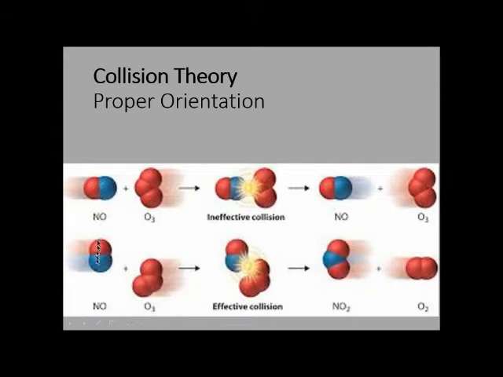However, if the nitrogen monoxide collides with the ozone in a different orientation than this example here, then the oxygen from an ozone can attach with the nitrogen monoxide to make nitrogen dioxide. Instead of ozone, this becomes O2. So this is a nice illustration of what I mean about the orientation with the collision theory.